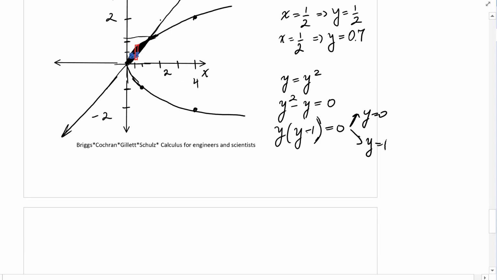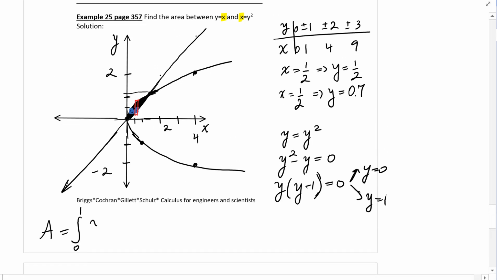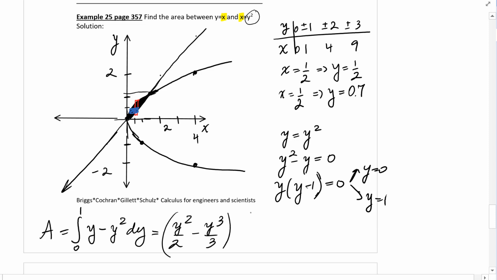So our integral, the area, is going to be the integral from 0 to 1 of the function that is to the right, that linear one, x equals y, so we'll put y, minus the curve one, y squared, dy. So we get y squared over 2 minus y to the third over 3. These are the antiderivatives from 0 to 1, which is 1 over 2 minus 1 over 3, which is 1 over 6.